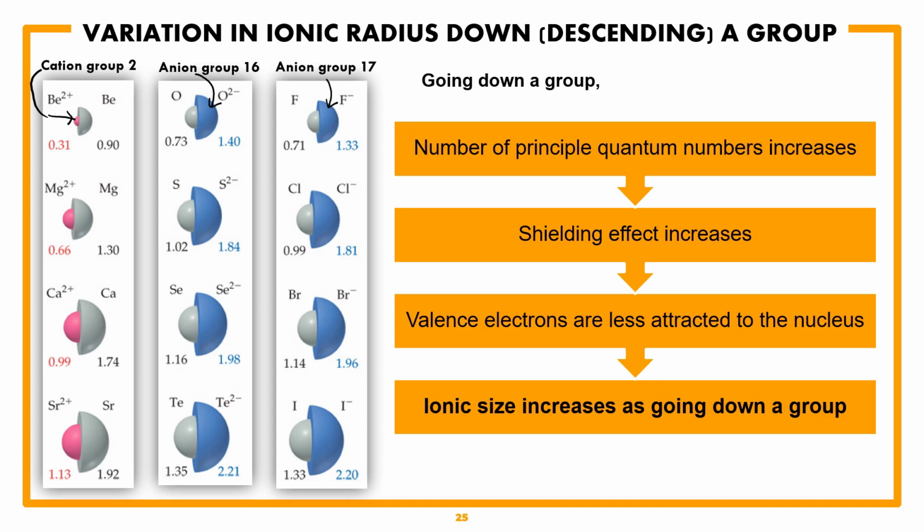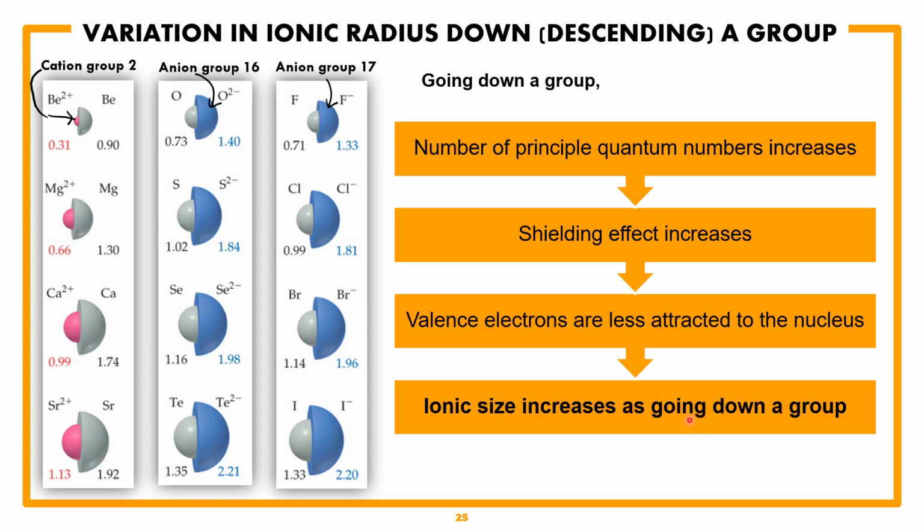So for the trend of the anion dan juga cation size, bila kita turun kumpulan, you boleh nampak the size of the ion will increase. Okay, tak kira lah sama ada cation ataupun anion. Okay, kenapa jadi macam tu? Kerana going down a group, the principal quantum number n increases. So apabila n increases, definitely shielding effect will increase. So valence electron are less attracted to the nucleus. So ionic size will increase as going down a group.